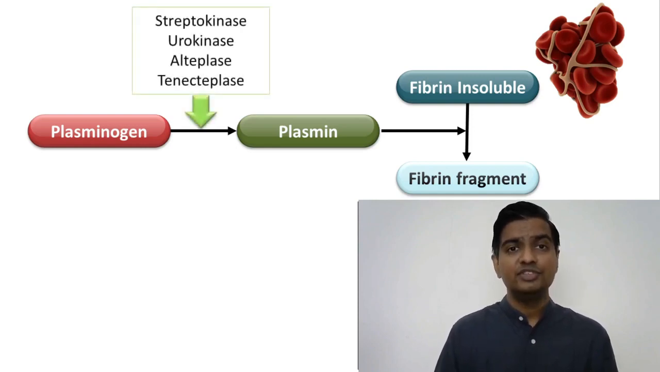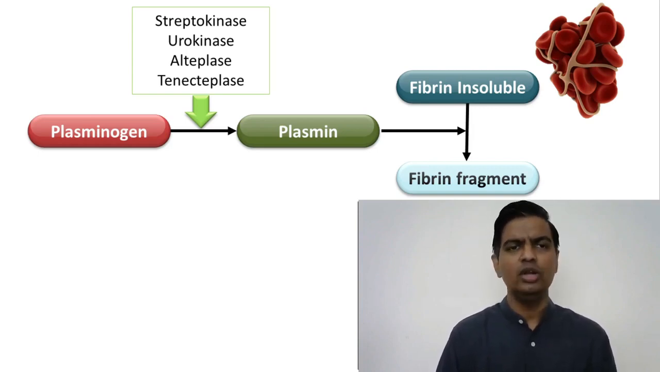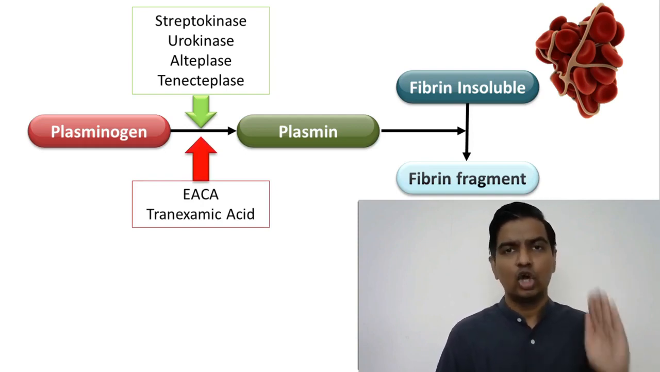If we give streptokinase, urokinase, alteplase, tenecteplase, reteplase, and so on, these medicines will enhance the conversion of plasminogen to plasmin, which means clots formed in the body will break. And if you give medicines such as epsilon aminocaproic acid or tranexamic acid, the plasminogen will not get converted into plasmin, the clots will stay.